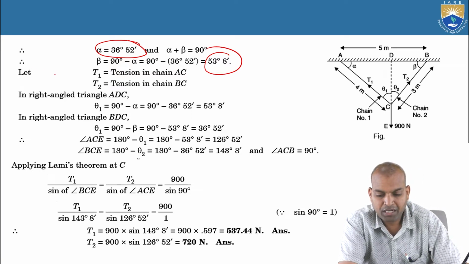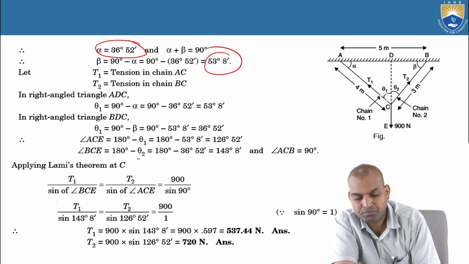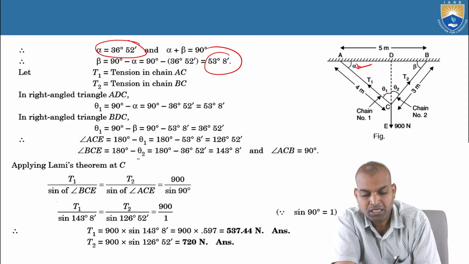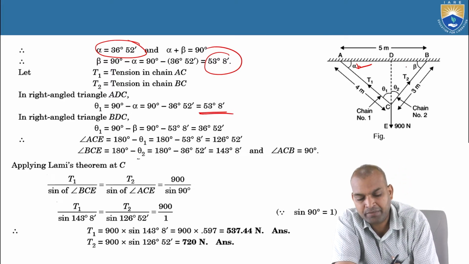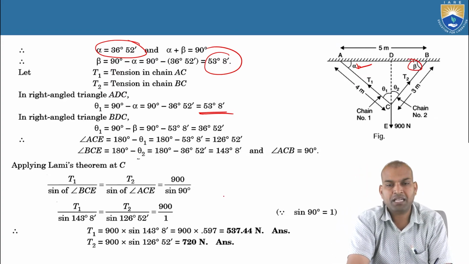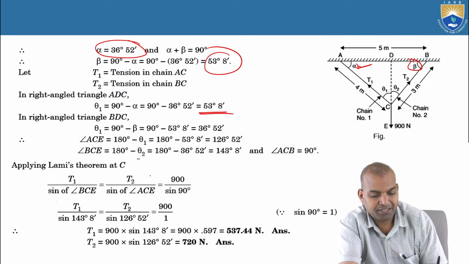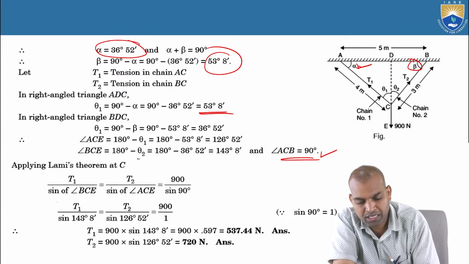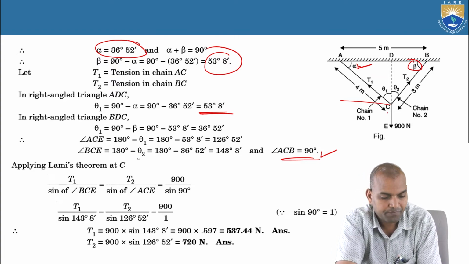Now we know alpha and we know beta. Alright, can we find out what the theta 1 value is? For theta 1, with alpha known, 90 minus theta 1 equal to 90 minus alpha, that is 53.8. Theta 2 equal to 90 minus beta. Substitute 90 minus beta, that is theta 2. Then theta 1 plus theta 2, you will get how much? 90 degrees.